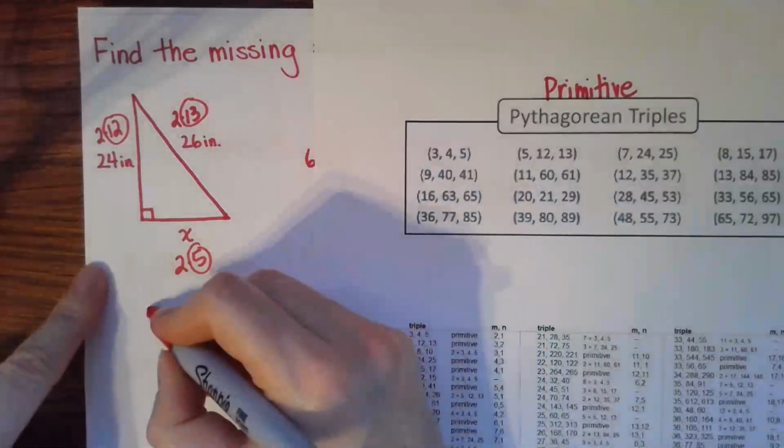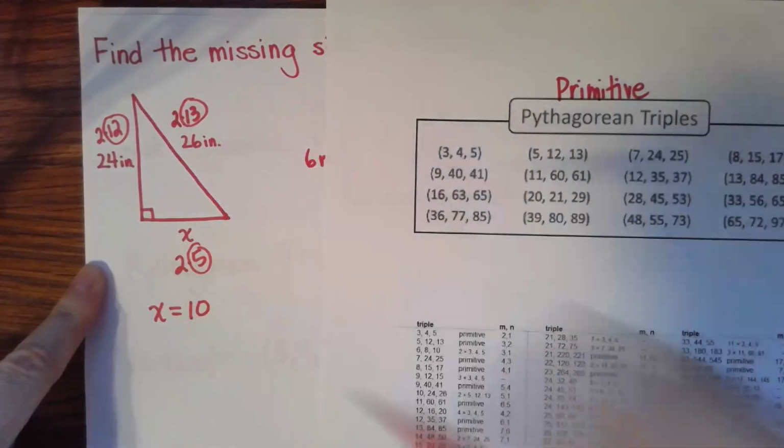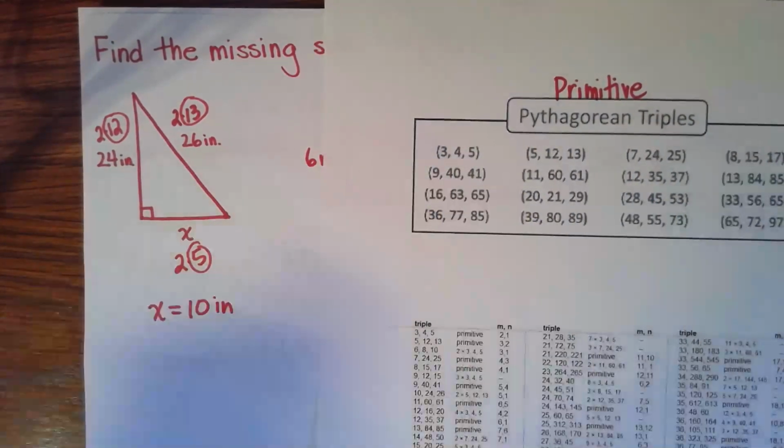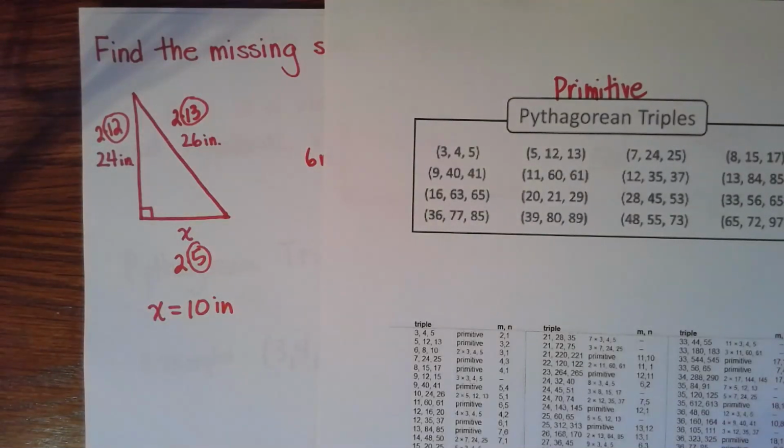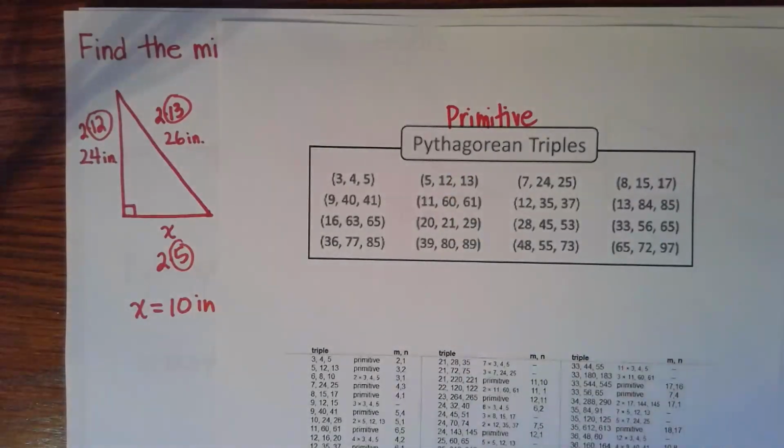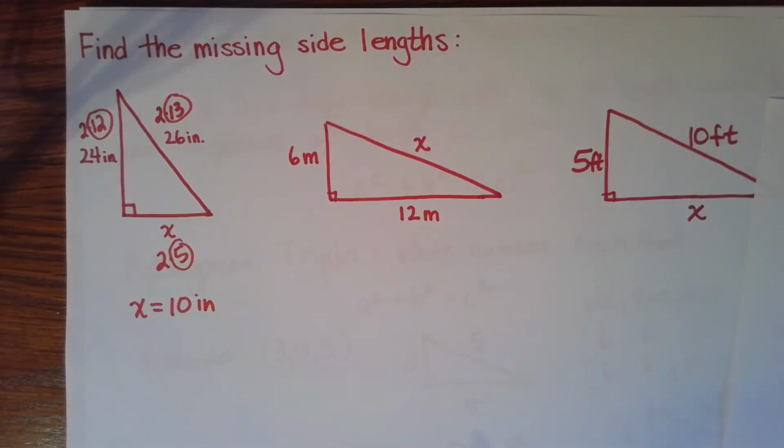Okay, so I can easily get that x equals 10 inches, and I don't have to go through even trying to figure out what 26 squared and what 24 squared is. I can just do a little bit of easy factoring and match that to a Pythagorean triple that I know. Much easier. Okay. Let's see about this one.